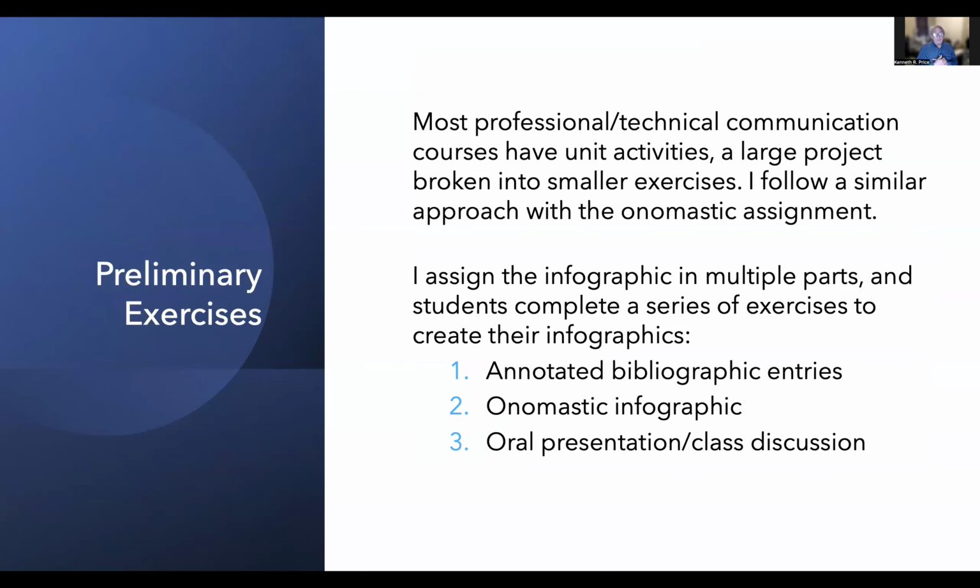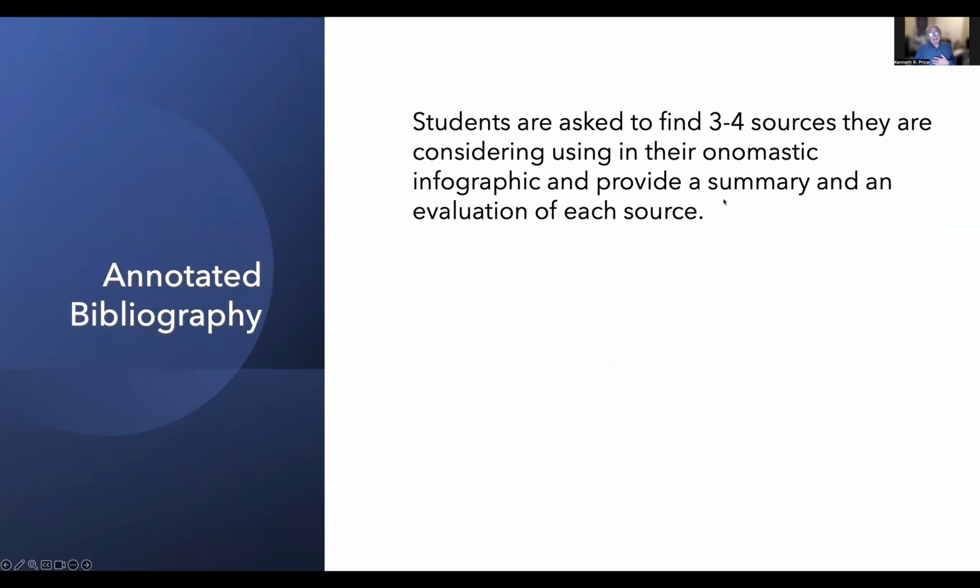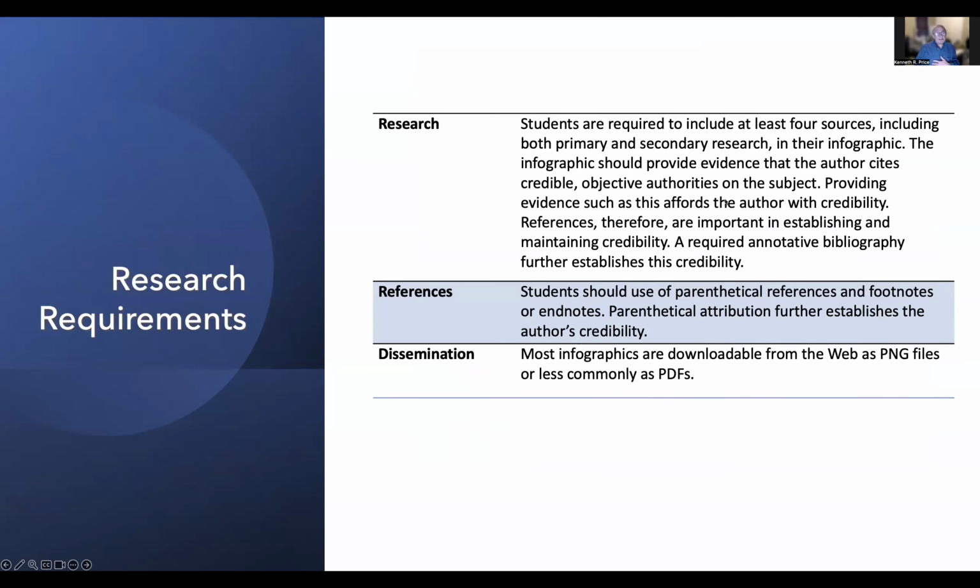You can see that most of the technical writing courses that I've taught in the past have unit activities, and I try to do the same thing with this. Having something like an annotated bibliography where they have to go and find four sources for the information they're going to create in their infographic toponym. You can see that they need to be able to cite sources and also have it to where they can disseminate these types of documents themselves.